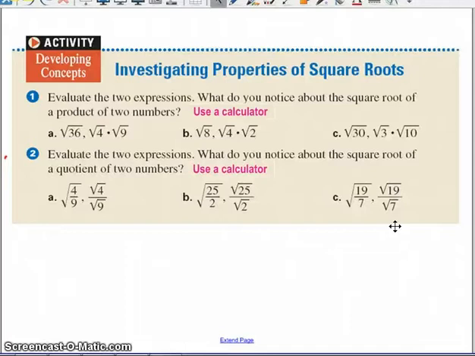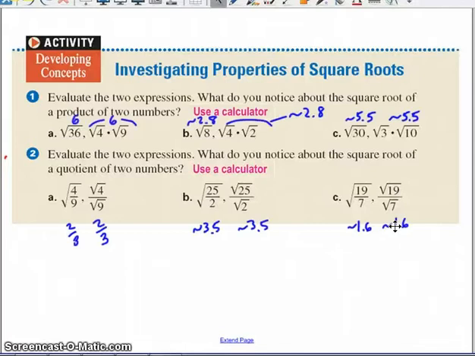Okay, I'm going to assume that you did that. In fact, you should have gotten the same answers. The square root of 36 is the same as the square root of 4 times the square root of 9. Just as the square root of 19 over 7 is the same as the square root of 19, then divided by the square root of 7.